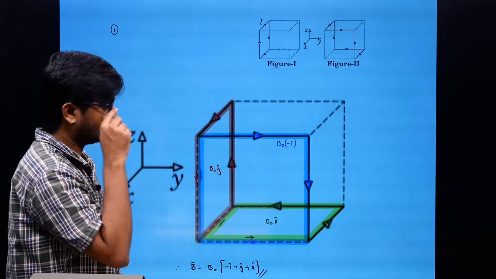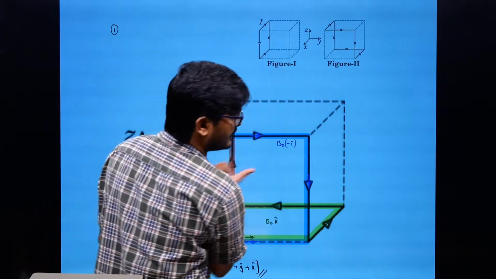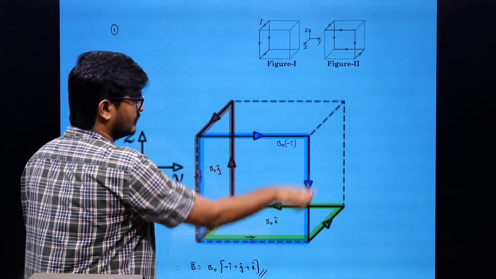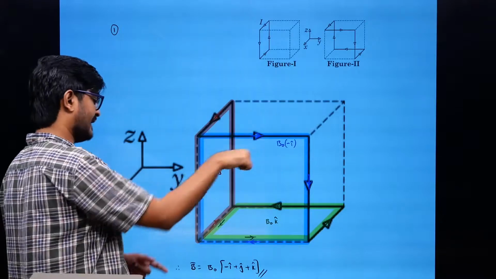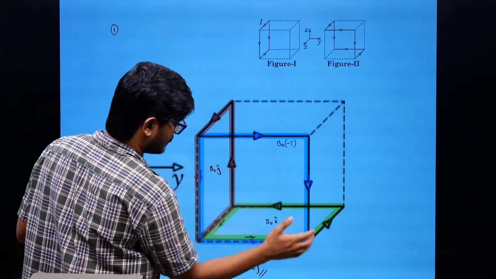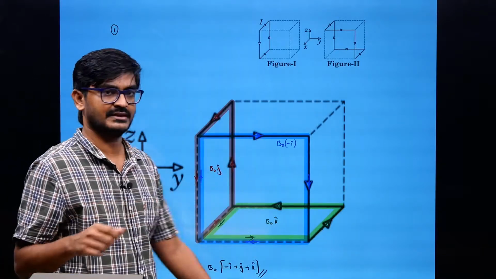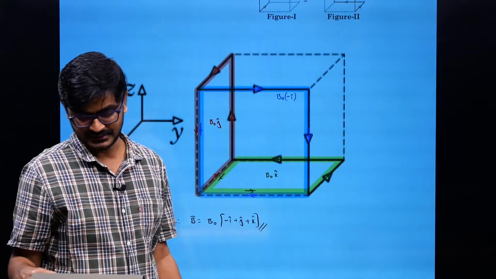So there are three colored loops. Because of the red colored loop, the magnetic field is B naught into I cap. Because of the blue colored loop, it is B naught into minus I cap. Because of the green colored loop, it is B naught into K cap. So the resultant will be B naught into I cap plus minus I cap plus J cap plus K cap.